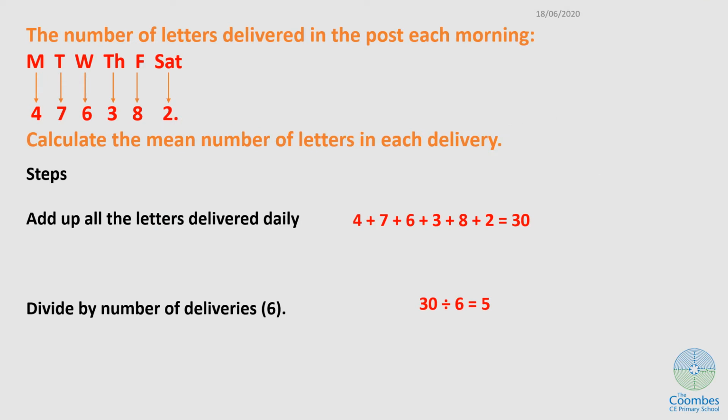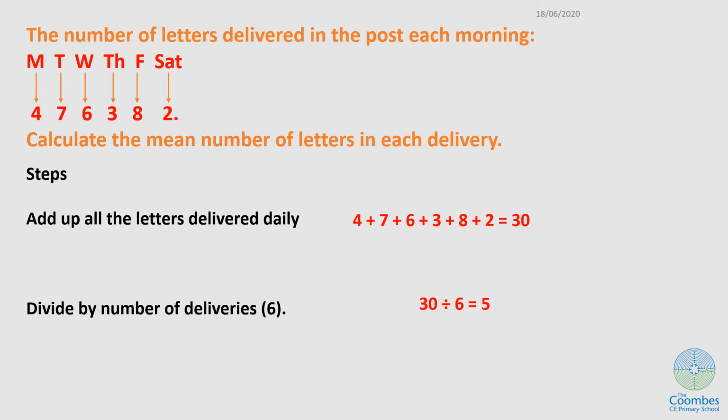How do we go about working out this? The number of letters delivered in the post each morning. On Monday you have 4, Tuesday 7, Wednesday 6, Thursday 3, Friday 8, and Saturday 2. Calculate the mean number of letters in each delivery.